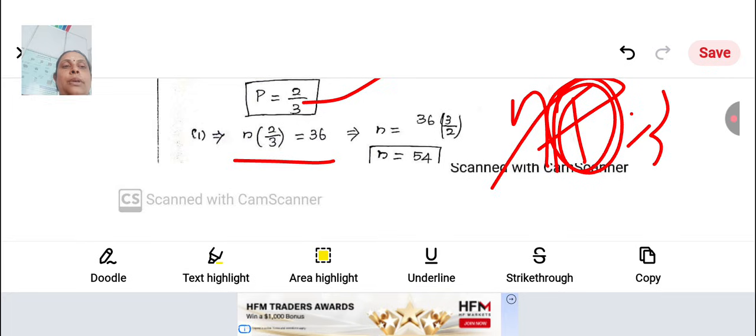So we have all the values p, q, n. Using this p, q, n, we can find the binomial distribution, that is P of x equal to nCx p power x, q power n minus x. Substitute the n value, p value and q value here. That is the probability mass function.